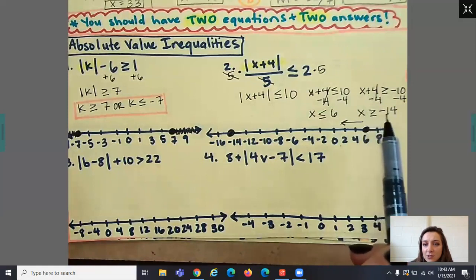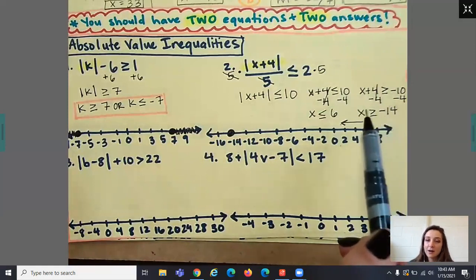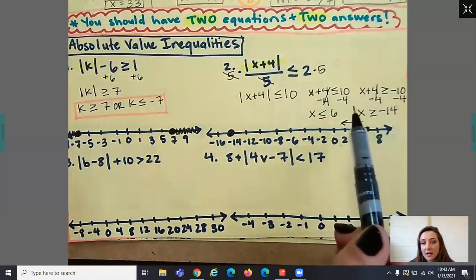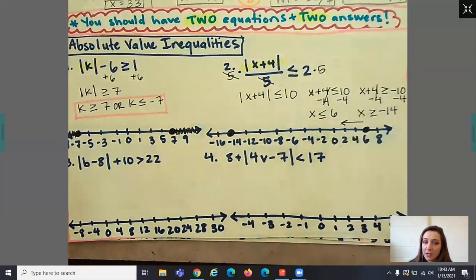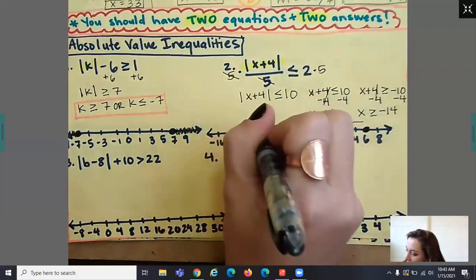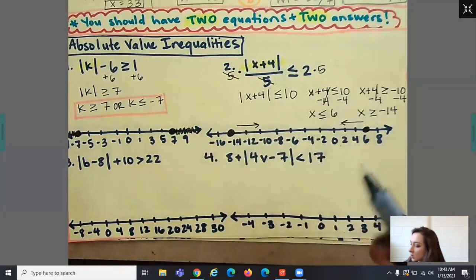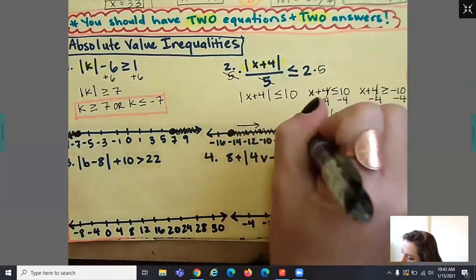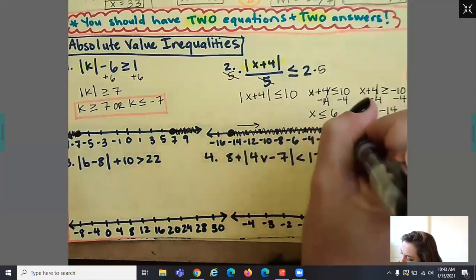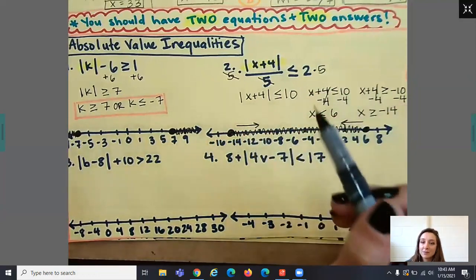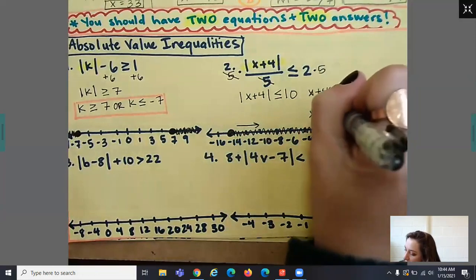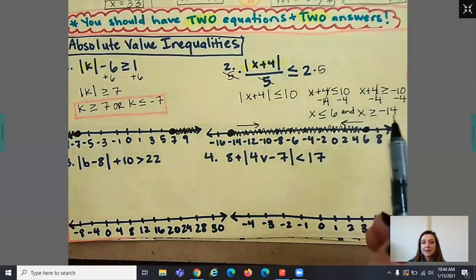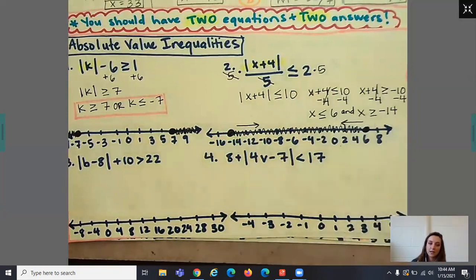X is greater than or equal to negative 14. Again, if you don't understand it, reading the inequality sign, what would make this true? Well, that would be negative 13, negative 12, negative 11. So that would be in this direction. So whenever we're shading here, we're actually going to shade in the middle. Okay, and whenever you don't see a big gap in the middle, that means that there is an and between here. So we're just going to put an and. X is less than or equal to 6, and X is greater than or equal to negative 14.